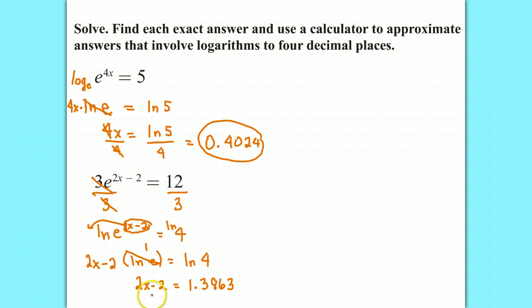So now it's just regular algebra, add 2. So you get 2x equals 3.3863. And then divide by 2. x equals 1.6931.